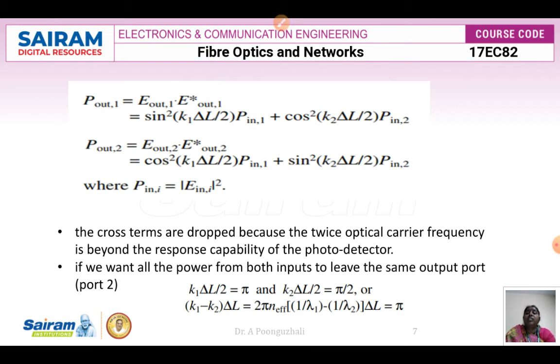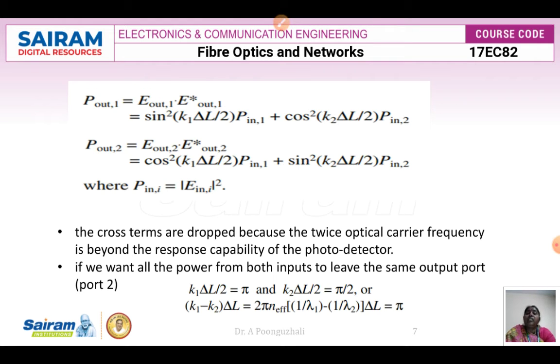So here it is E out of 1 into E conjugate out of 1, to calculate the power. If it is calculated, it is going to be sin square K1 del L by 2 into P in of 1 plus cos square K2 del L by 2 P in of 2. Similarly, P out of 2 is equivalent to E out of 2 into E conjugate out of 2. So it is cos square K1 del L by 2 into P in of 1 plus sin square K2 del L by 2 P in of 2, where P in of i, generalized, is the square of the input field strengths.